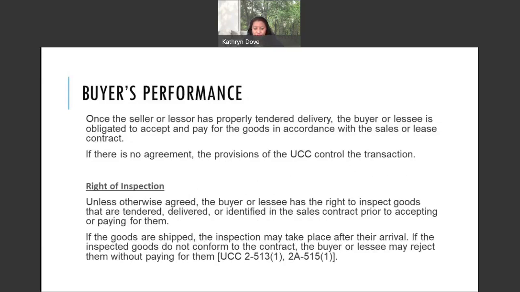The right of inspection. The buyer has a right to inspect the goods that are tendered, delivered, or identified in the sale contract prior to accepting or paying for them. If the goods are shipped, the inspection takes place shortly after the arrival. If the inspected goods do not conform, the buyer can reject the shipment without paying, and that's in UCC 2-513.